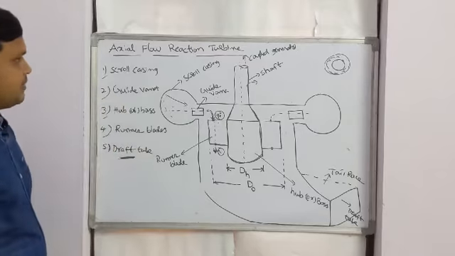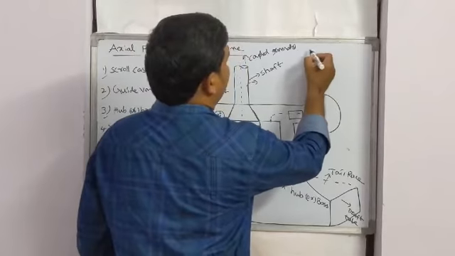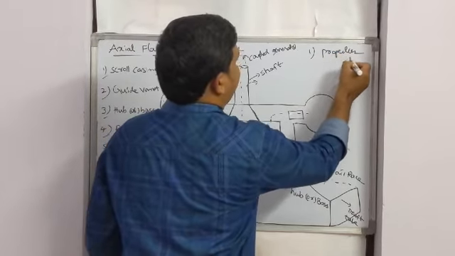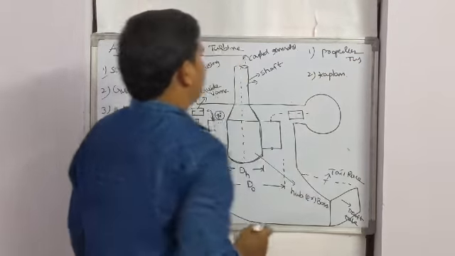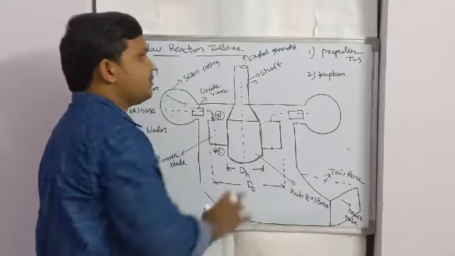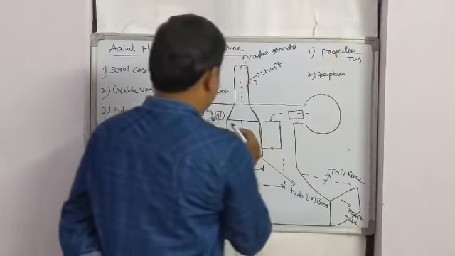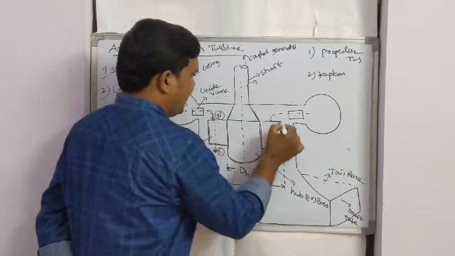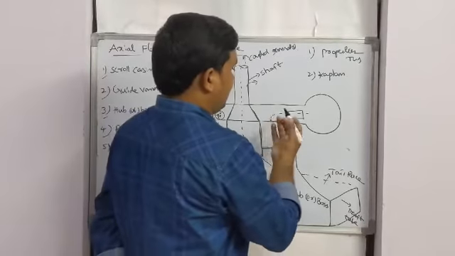In the axial flow reaction turbine, there are two types: one is a propeller turbine, and the second one is a Kaplan turbine. So what is the difference between a propeller and a Kaplan turbine? The schematic and the working principle of a propeller turbine and a Kaplan turbine are the same, but in a propeller turbine, the vanes or runner blades are completely fixed to the hub. This means they are not adjustable and not tilting.